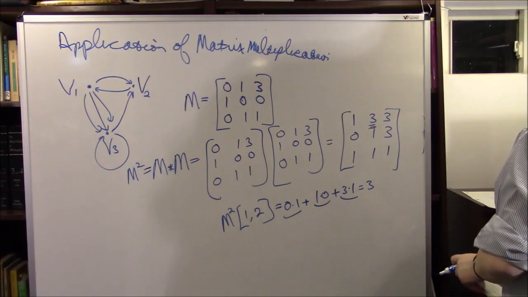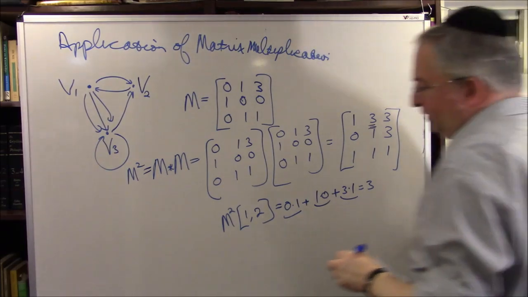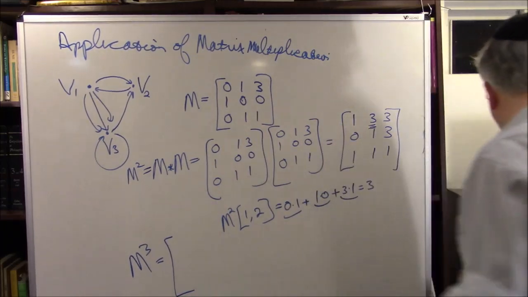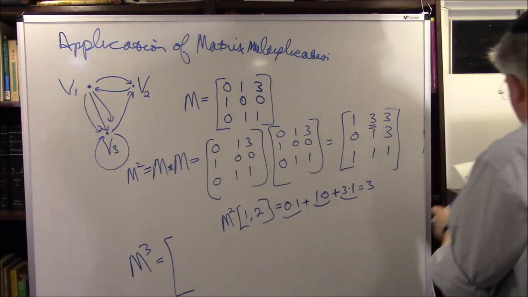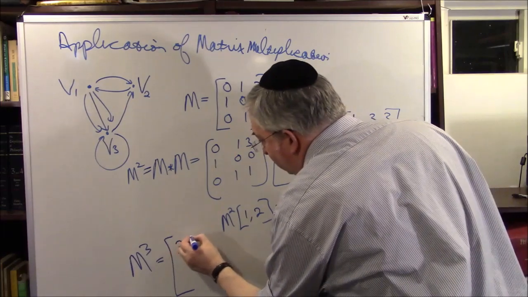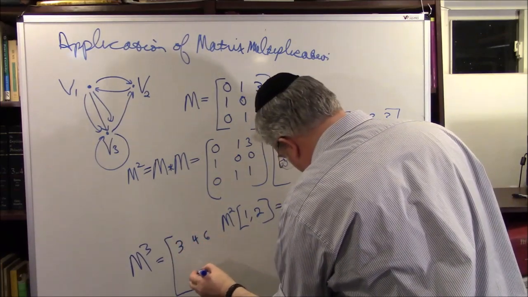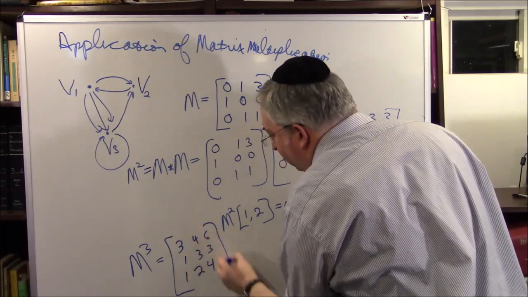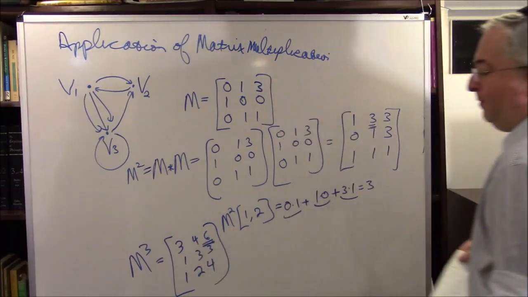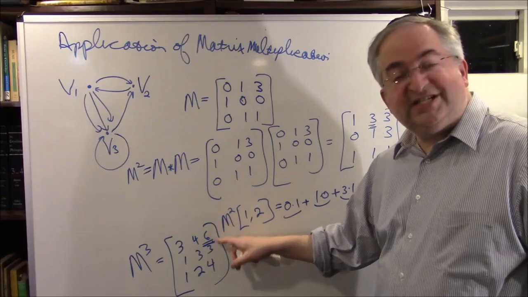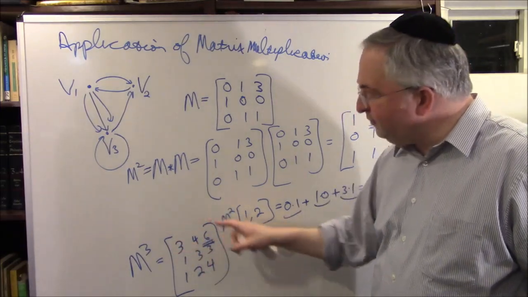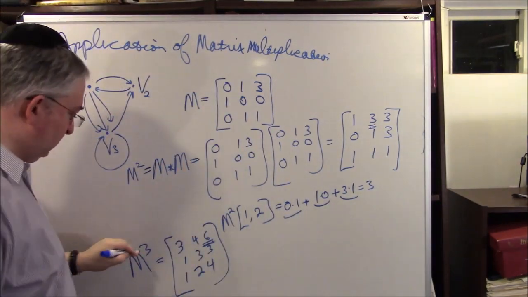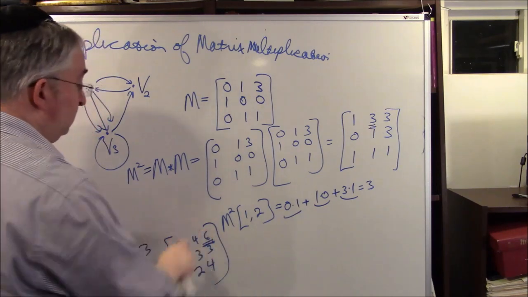Let me show you what M3 looks like. You're going to calculate it yourself, but it's worth multiplying it out. This is 3, 4, 6; 1, 3, 3; 1, 2, 4. I'd like to show you where that 6 comes from. Basically, this corresponds to there being 6 paths of length 3 from the first vertex to the third vertex.